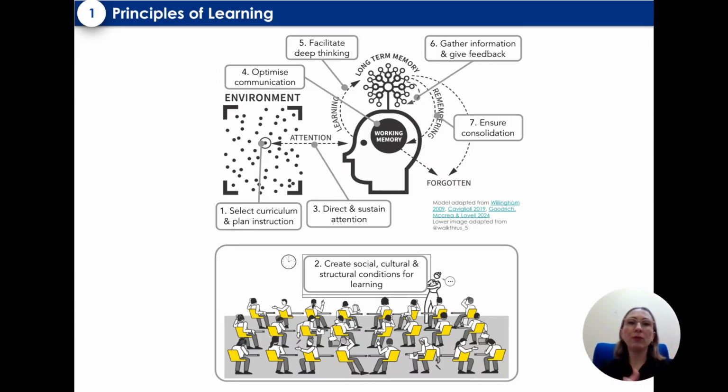And then at the top, we've got the cognitive principles of learning. All human beings have the same three cognitive systems: attention, working memory and long-term memory. And there are limitations to those three systems. There are constraints that we have to understand in order to teach effectively.